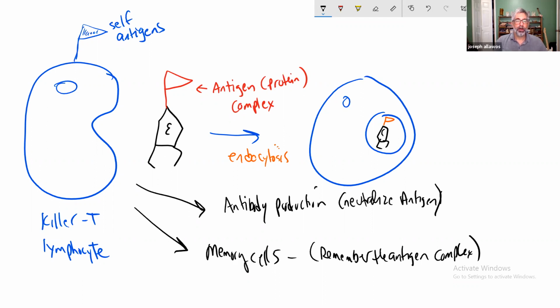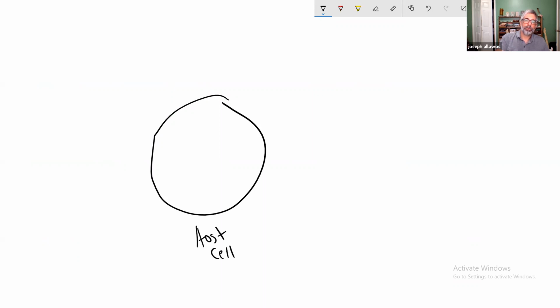So this is basically how the process works. A virus infects cells. That's the other thing that we'll talk about here in just a second. How does the virus infect? Well, let's look at that. We'll let this be a host cell with its nucleus, and we'll let this be a virus.